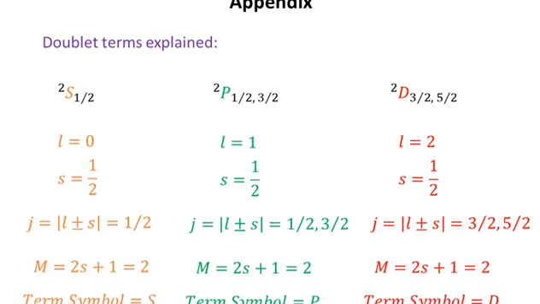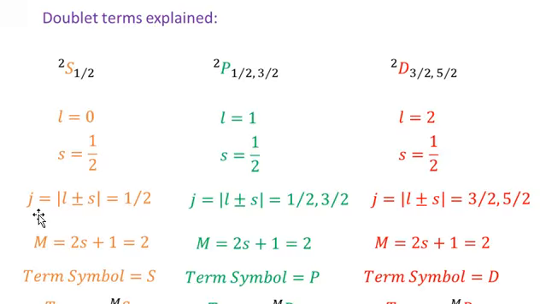Then you know that the total angular momentum of the atom is J, which is given by the mod of L plus minus S. So put the value of L as 0, and the value of S as 1/2, and take the plus minus sign. You will get only one value, J equal to 1/2. And the multiplicity is given by 2S plus 1. Put the value of S equal to 1/2, then the multiplicity becomes equal to 2.